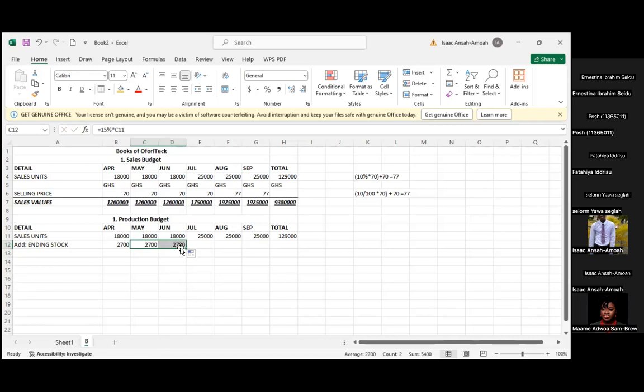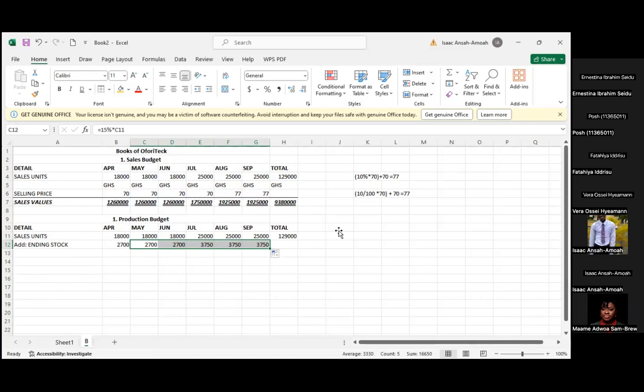What will become of July's planned ending stock? Ending stock of July is what? 3,750. What about August? It's like that throughout, 3,750. This is just by coincidence. Sometimes the figures may change, so don't anticipate that it will always be the same.